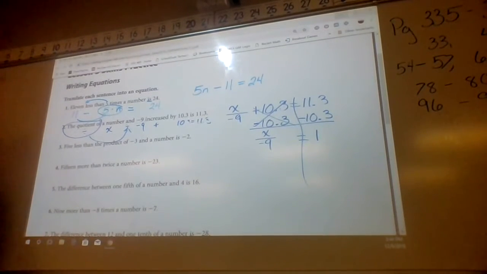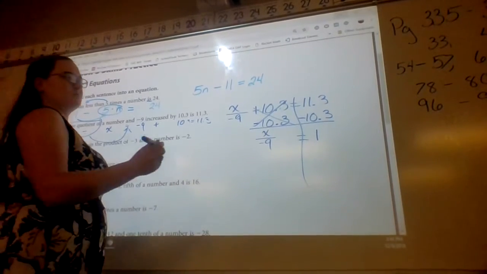So I go back to, well, now I have one more question to ask you guys. Is the variable by itself? No, it's not by itself. It has division and a negative 9. So we go back to question number 2. What operation do you see? Division. What is the inverse?